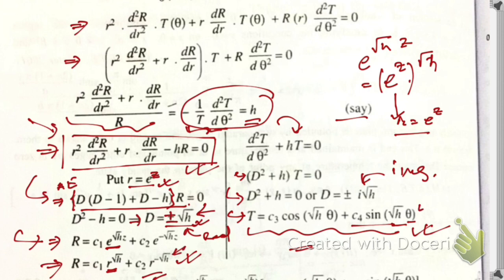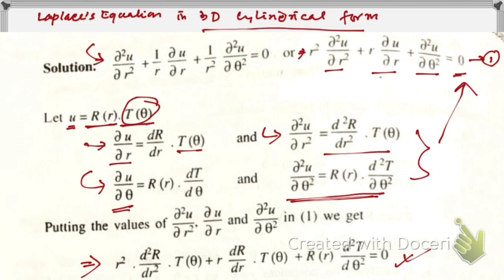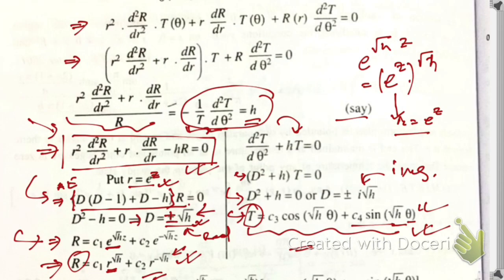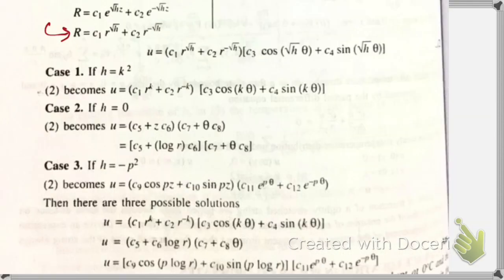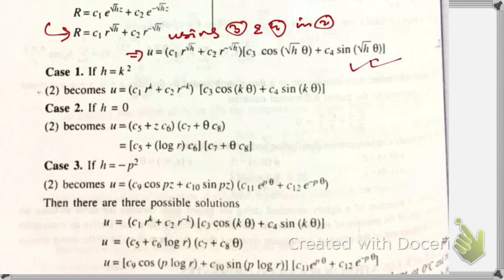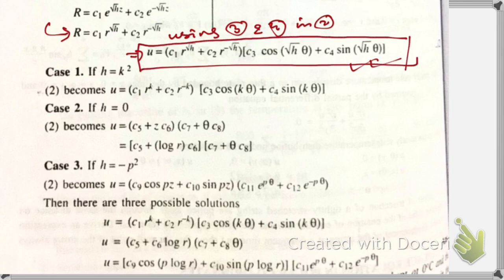So now putting this value of t and r in the above equation, if you take equation number 2, this as equation number 3 and this one as equation number 4, using 3 and 4 in 2, we get this result. So this is the solution of the Laplace equation in cylindrical coordinates, 3D cylindrical coordinates. There are some different cases, but we are just asked to find the solution. So after this step, that is enough. Hope you have understood this.